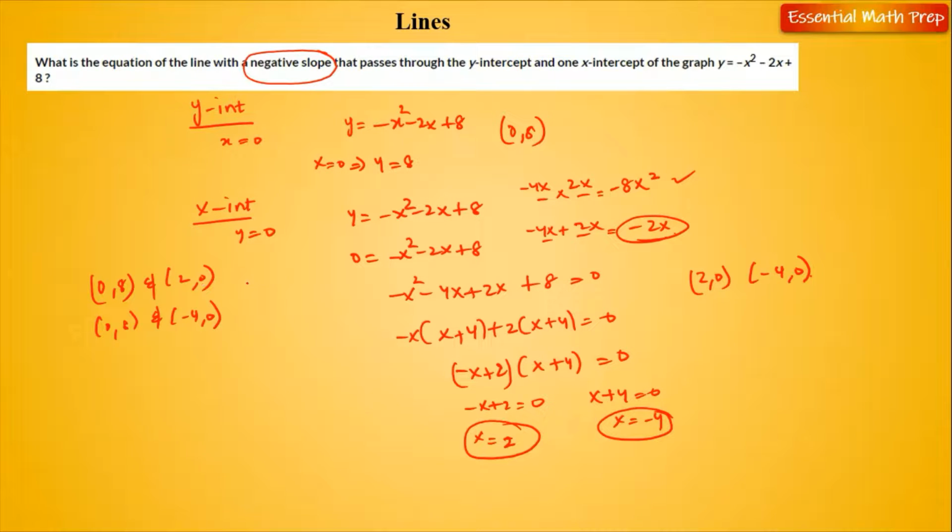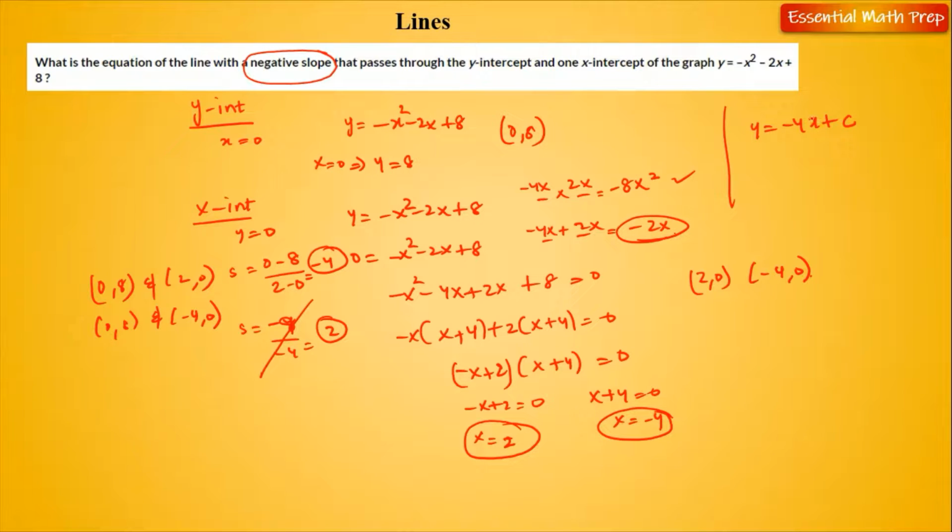So with this one, the slope will be 0 minus 8 over 2 minus 0. Slope is negative 8 over 2, so that'll be negative 4. With the other pair, negative 8 over negative 4 is 2. But our slope is negative, as indicated here. So our slope is negative 4, which implies y equals negative 4x plus c, right?